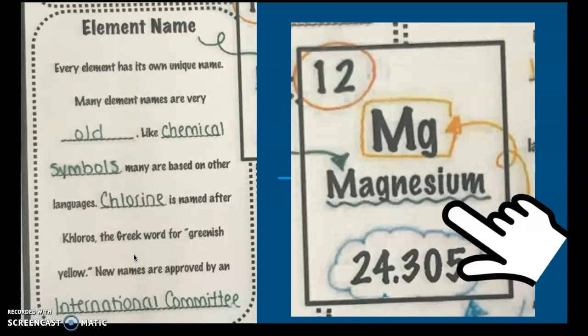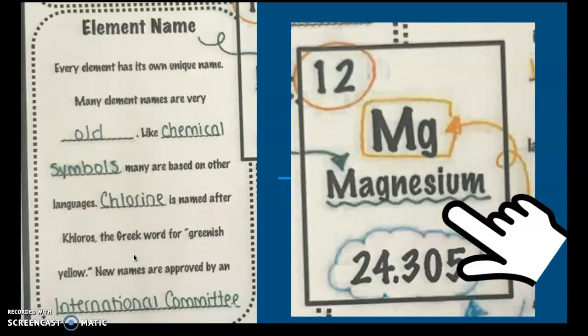Many elements have names that are very old. Like chemical symbols, which we're going to learn about in a second, many are based on other languages. Chlorine is named after chloros, the Greek word for greenish yellow. New names are approved by the International Committee. So many of our elements sound funky to us, like manganese is probably not a word you use in your everyday vocabulary, and really and truly we don't use many of the element names in our everyday vocabulary either, so we're learning a whole lot of new stuff here, but many of them have old or funny names because they're either in a different language or they were named a really long time ago.